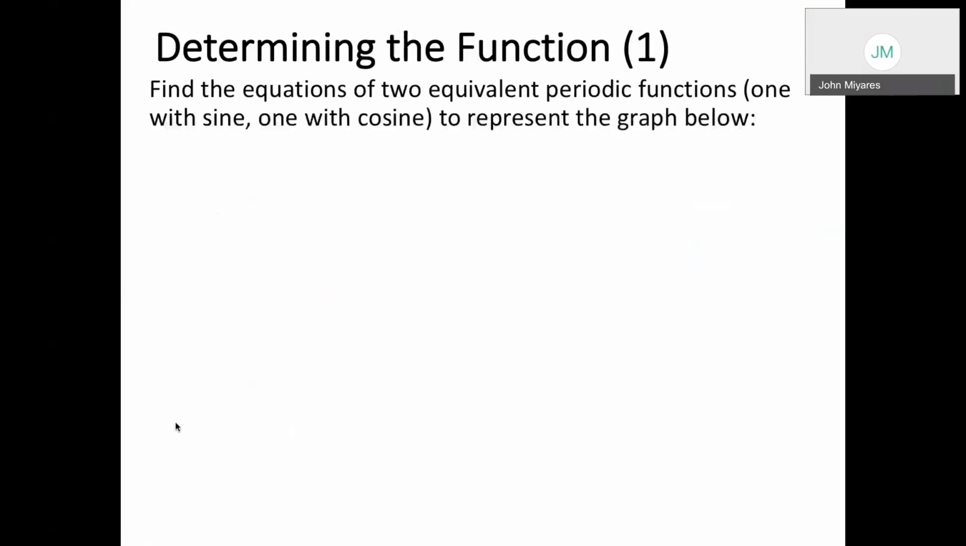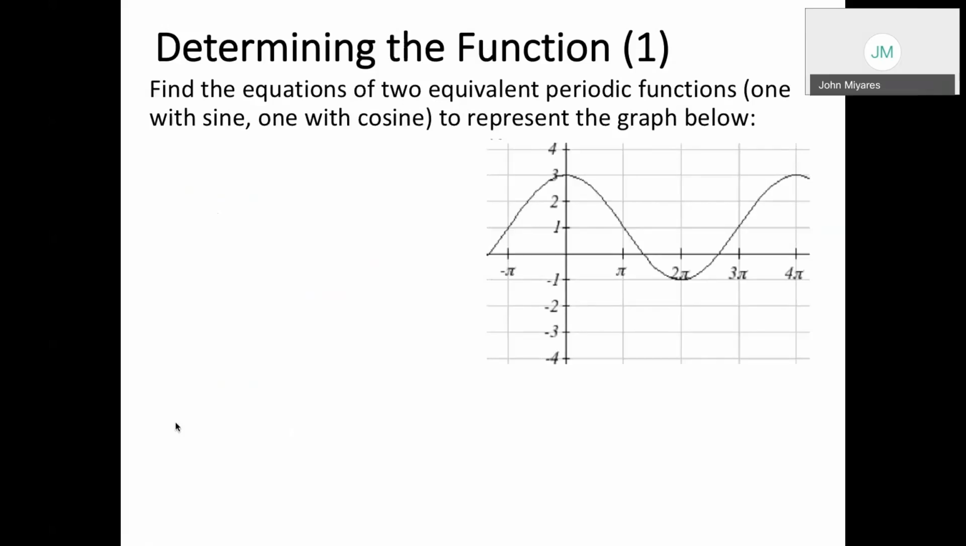Now let's look at some examples where we are doing this process backwards, starting with a graph and trying to determine the function from whence it came, or in this case, two different functions, one involving sine, one involving cosine. Let's say that this is the graph that we're working with.